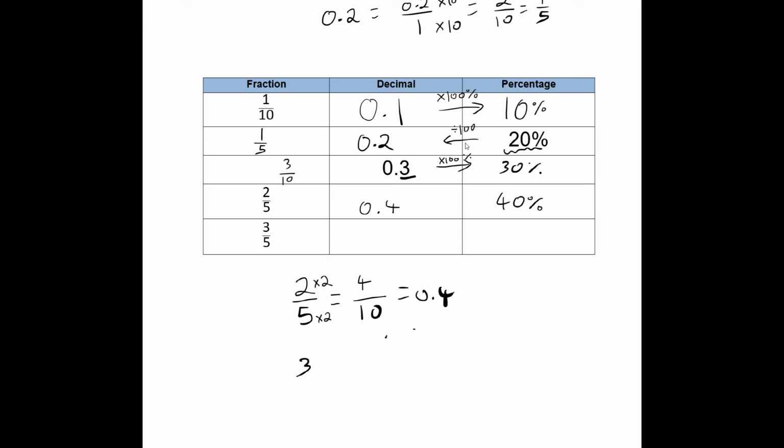Similarly with 3/5, to change the denominator into 10, I multiply by 2, and I would then have to multiply the top by 2 to keep my fraction equivalent, giving me 6/10, which is 0.6. And as a decimal, multiplying by 100 would give me 60%. So that would be my final answer.